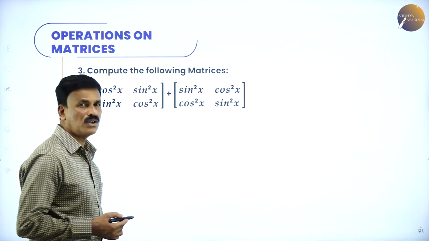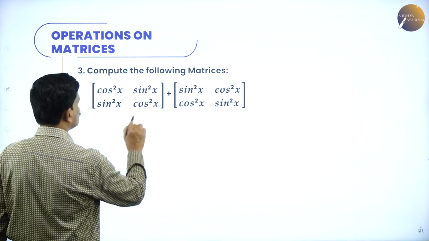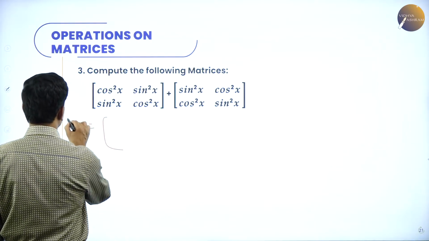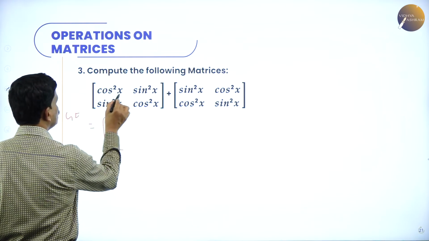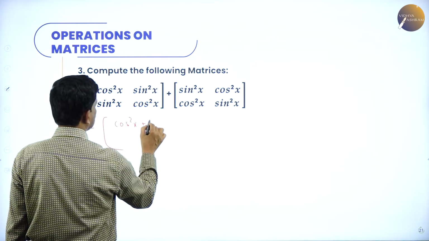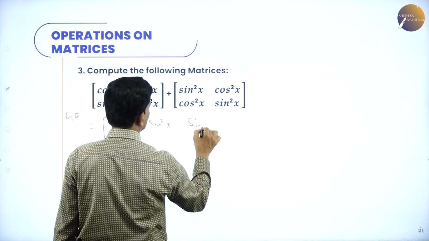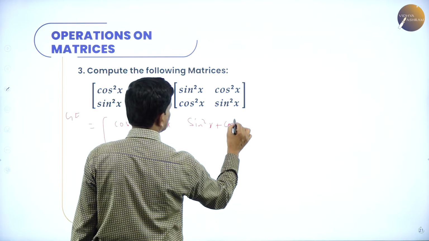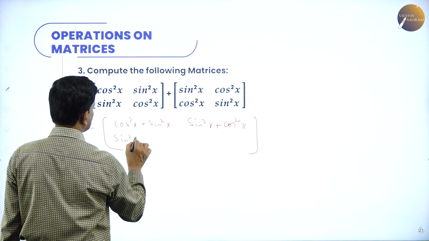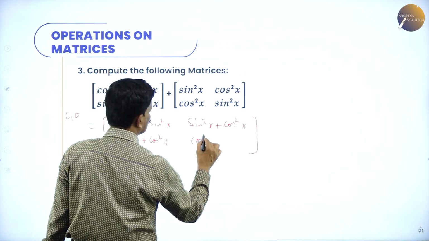Now, compute the following matrices. What is given? One matrix, another matrix. This is 2 rows, 2 columns. This also 2 rows, 2 columns. So the given equation becomes cos square x plus sin square x, again sin square x plus cos square x, sin square x plus cos square x, again sin square x plus cos square x, cos square x plus sin square x.